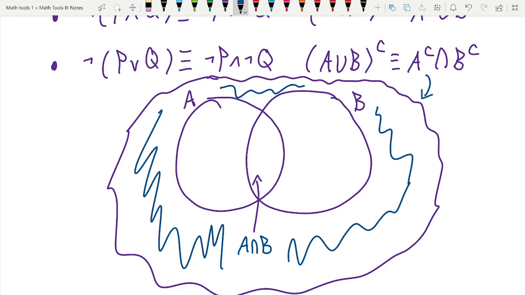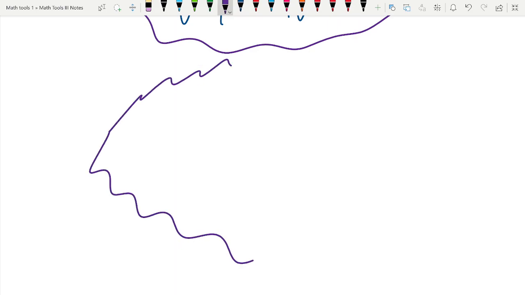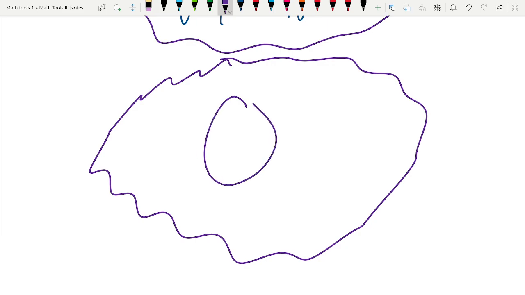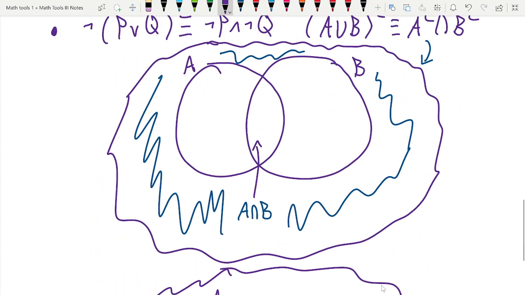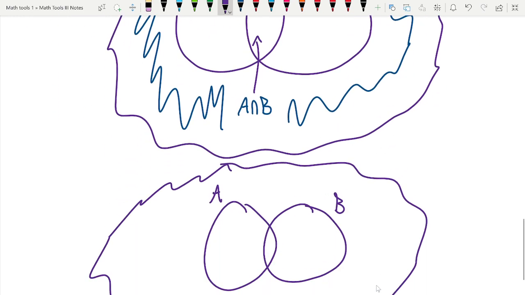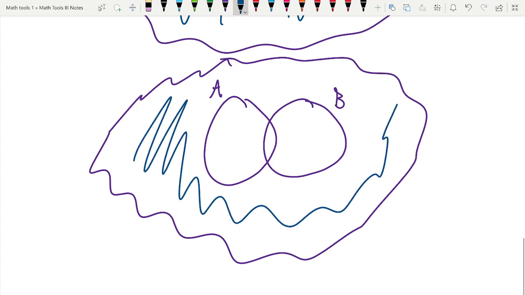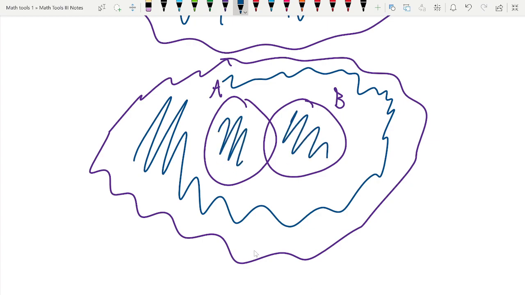Okay. And now if we look at the other one, if we have A and B, the other one states that if you take the complement of the intersection, so basically everything that's not in the middle there, you have A complement union B complement. So everything outside of the middle is going to include everything in the larger set, right? Plus everything in here. Then we have A complement union B complement.